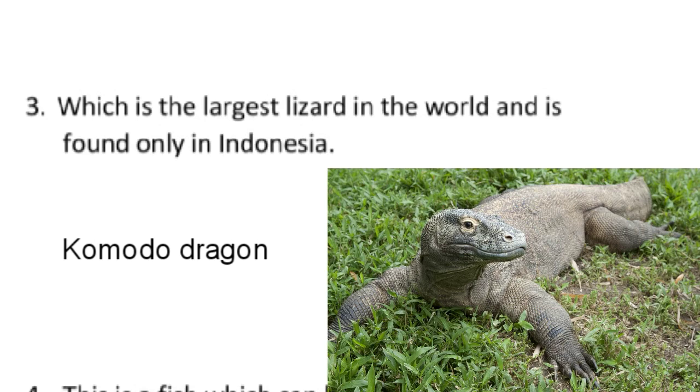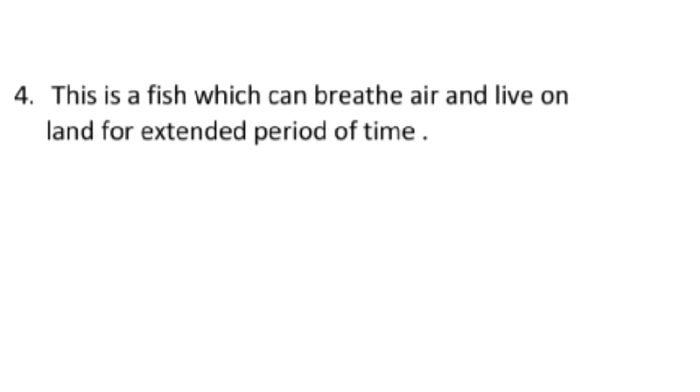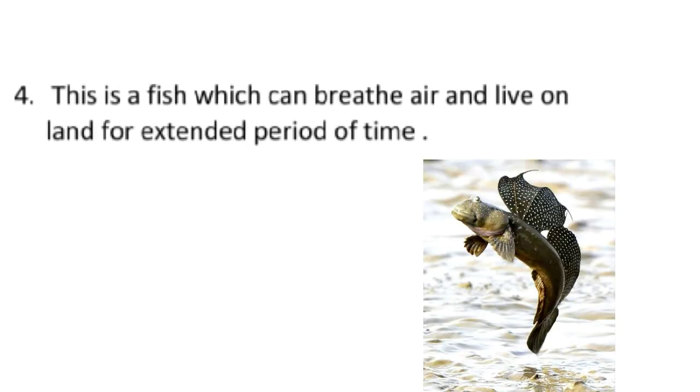Now we'll move to our question number 4. This is a fish which can breathe air and live on land for extended periods of time. It is mudskipper, a fish with eyes on raised bumps on the top of the head, found in mangrove swamps from East Africa to Australia. They are amphibious fish. So you will write here mudskipper.